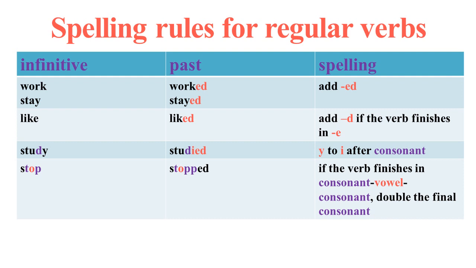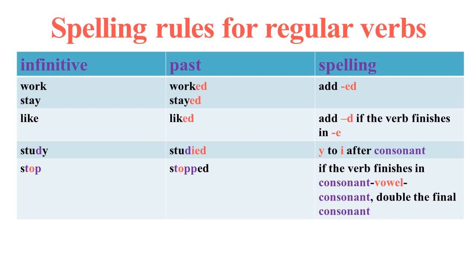And now it's time to consider some spelling rules for regular verbs. Take your pen or pencil and notebook and write these rules down for you to use them properly. So, if our regular verb is quite simple, then we just add ed as in worked or stayed. But if our regular verb is finishing in e, then we need to add just d when forming the past simple tense verb as in liked.